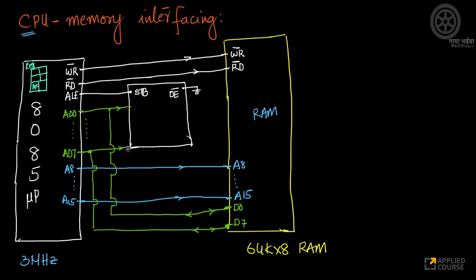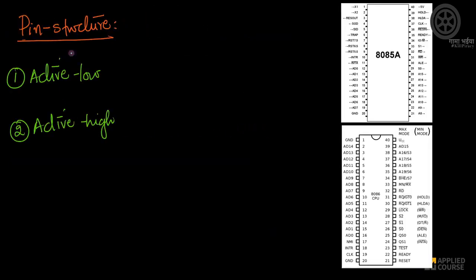But before we go and understand how we interface, interfacing basically means how do you connect both these components? Before we go ahead and understand how a very popular microprocessor like 8085 is interfaced with a RAM, let's understand a few simple concepts. While understanding these concepts, I will use these two microprocessors as simple examples.